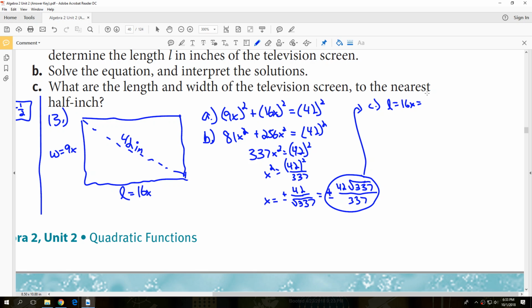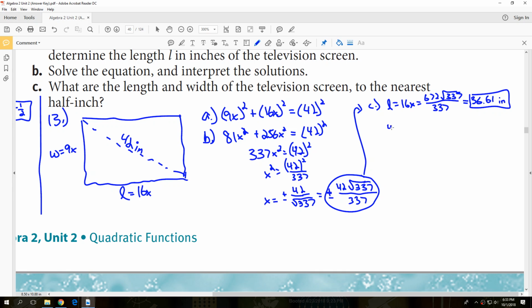All right, so this is equal to 16 times 42, which is 672 times the square root of 337 divided by 337, which is equal to, let's go ahead and do that real quick, 672 times the square root of 337 divided by 337 is 36 point to the nearest hundredth would be 61 inches. There's the length.